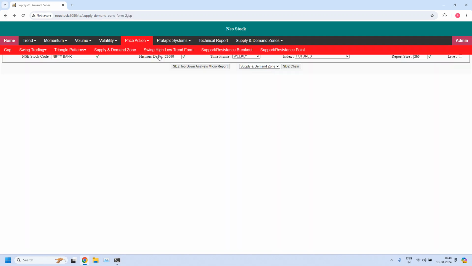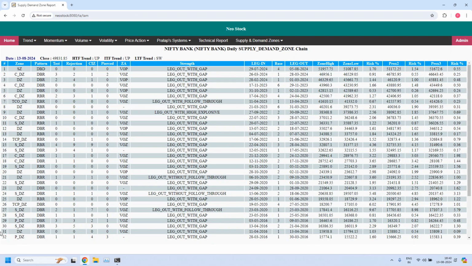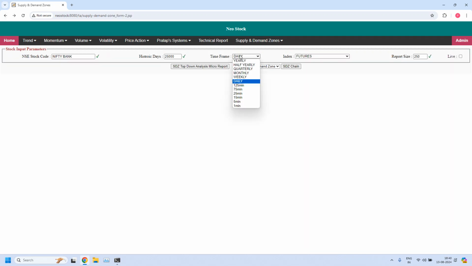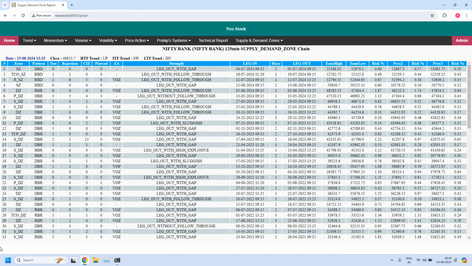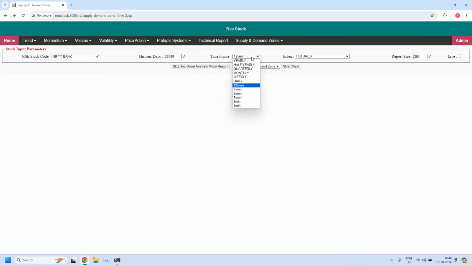Now I am changing the time frame to daily, generating daily supply demand zone chain for Bank Nifty. And the next time frame is 125 minutes, generating 125 minute supply demand zone chain for Bank Nifty. And the next time frame is 75 minutes, generating 75 minute supply demand zone chain for Bank Nifty.